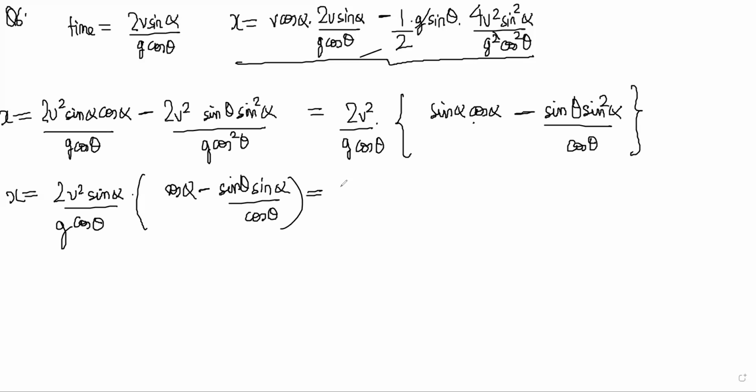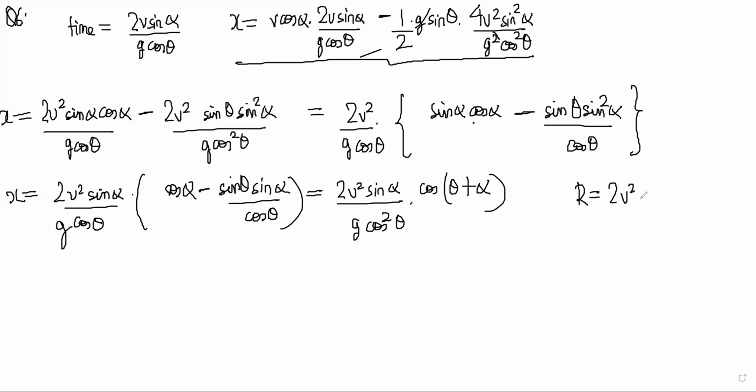And you realize that this will become 2v square sine alpha by g cos square theta. And this is cos alpha cos theta minus sine alpha sin theta, which is cos of theta plus alpha, right? That is just cos of theta plus alpha. So that is my range. My range expression has come out like this. Range is equal to 2v square by g cos square theta multiplied by sine alpha cos of theta plus alpha.